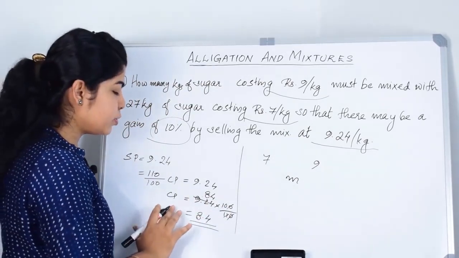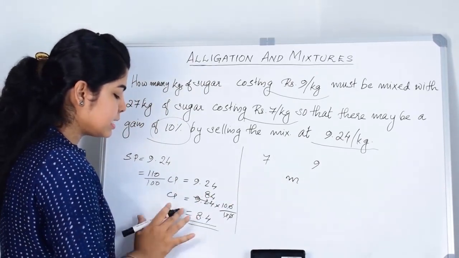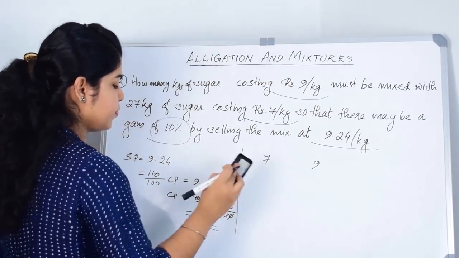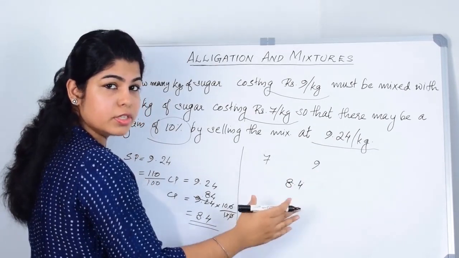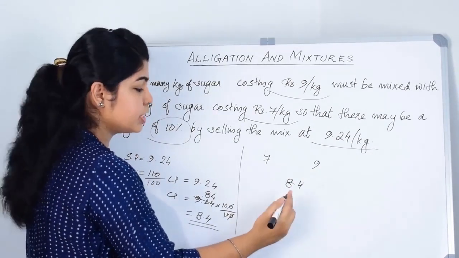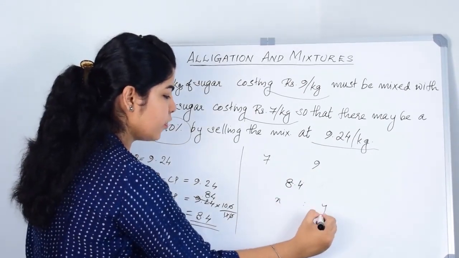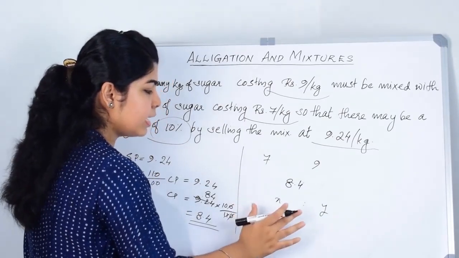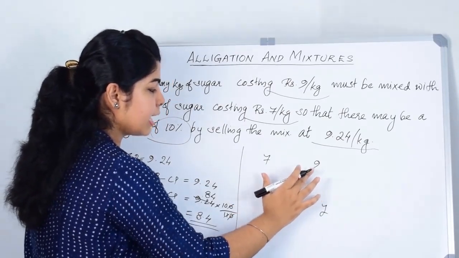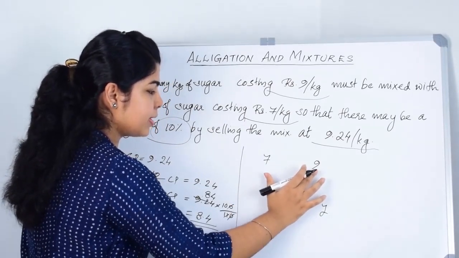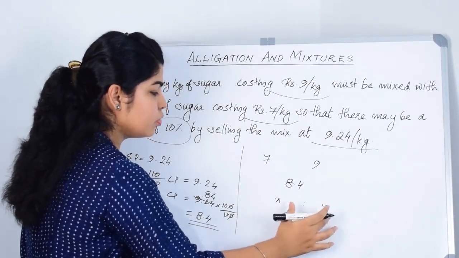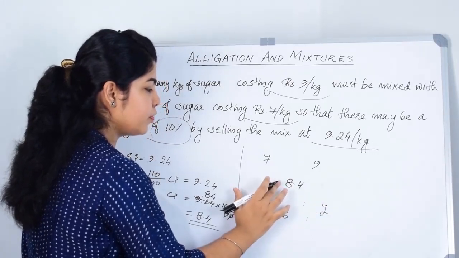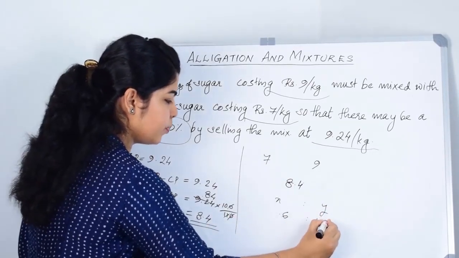Now we can substitute M with this 8.4. So I am writing it here 8.4. So now by using the rule of alligation we can find out the ratio X is to Y. So to find out the X we need to find 9 minus 8.4. 9 minus 8.4 is equal to 0.6 is to Y is equal to 8.4 minus 7, that is 1.4.